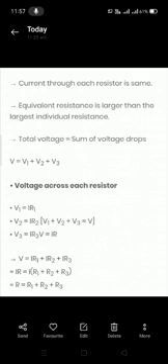The voltage across each resistor is V1 equal to I into R1, V2 equal to I into R2, V3 equal to I into R3. Total voltage V equal to I into R. When I substitute in the equation V equal to V1 plus V2 plus V3, I into R is equal to I into (R1 plus R2 plus R3). We will take I common and cancel I on both sides. So R, that is Rs, is equal to R1 plus R2 plus R3.